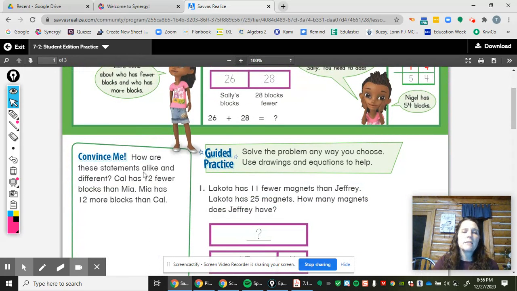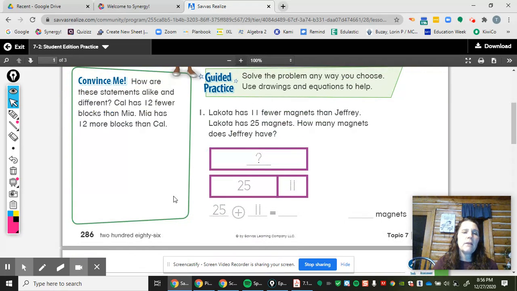The convince me says, how are these statements alike and different? Cal has 12 fewer blocks than Mia. Mia has 12 more blocks than Cal. Well, how are they alike? If we think about it, we can see that they're both talking about blocks, right? We can see that they're both talking about Cal and Mia in each one, okay? But how were they different?